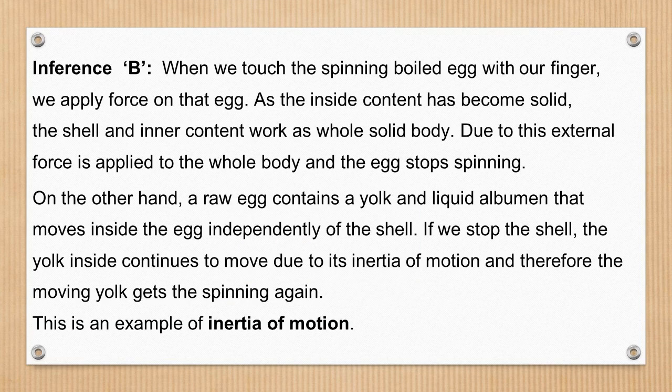Inference. When we touch the spinning boiled egg with our finger, we apply force on the egg. As the inside content has become solid, the shell and the inner content work as a whole solid body. Due to this, external force is applied to the whole body and the egg stops spinning. On the other hand, a raw egg contains a liquid yolk and moves inside the egg independently of the shell. If we stop the shell, the yolk inside continues to move due to its inertia of motion, and therefore the moving yolk gets the egg spinning again. This is the example of inertia of motion.